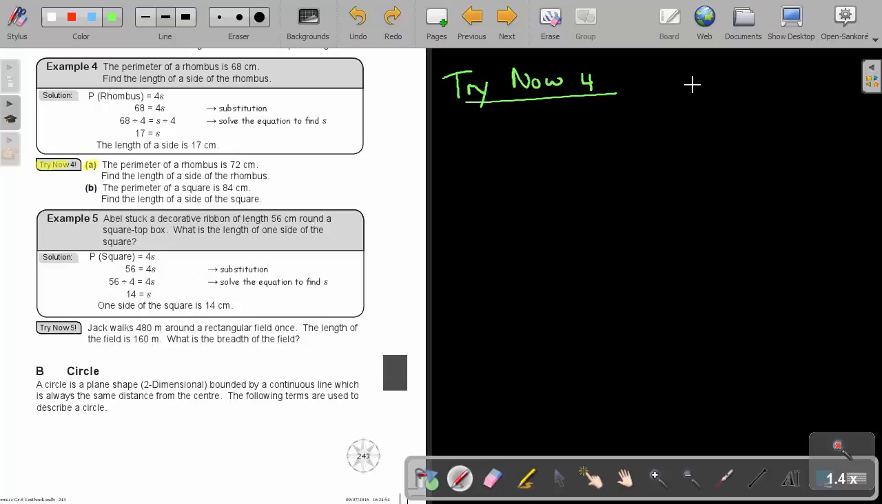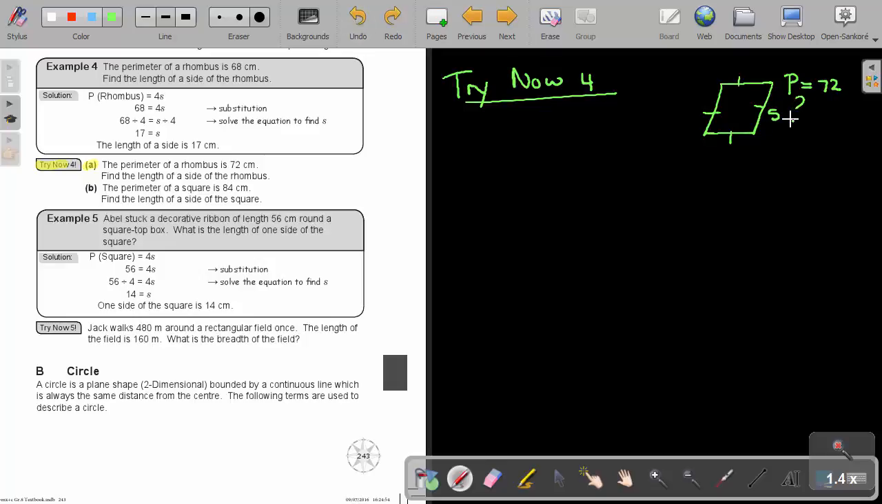Okay, and remember a rhombus is like a square, but it was pushed a little bit, like a frame. Okay, so the sides will still be equal, and the perimeter, what is the perimeter? It's 72. And I'm looking for the side. That's what I'm looking for.